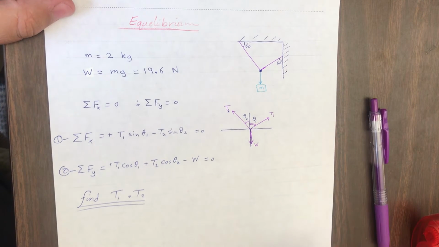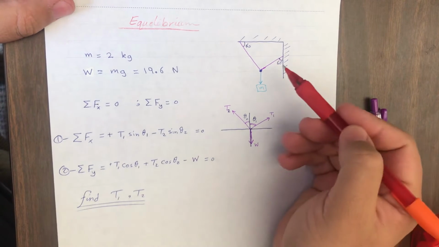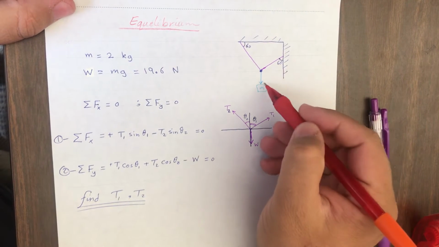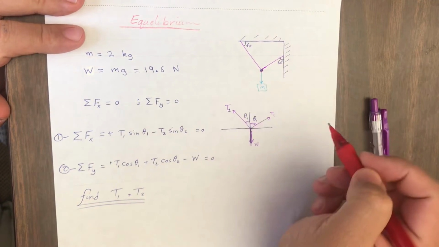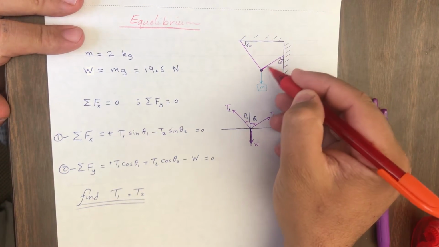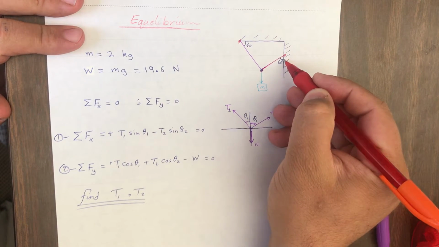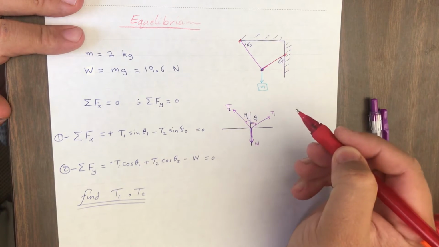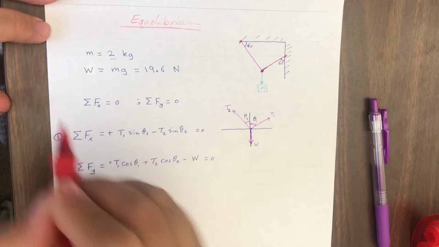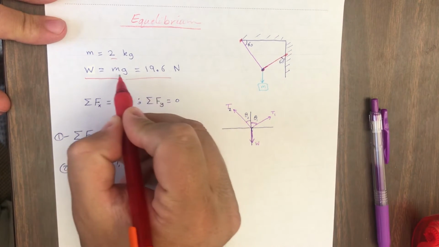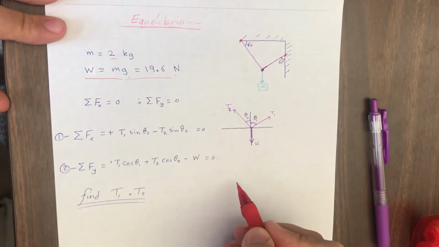Hi, I will talk now about equilibrium. If we have this system, which is a mass hanged by this string at this point, and we have a string connected to this point, another string connected to this point. This angle is 60, this angle is 60. We also have the mass is 2 kilograms. So the weight of this mass, mg, will be 19.6 newtons.